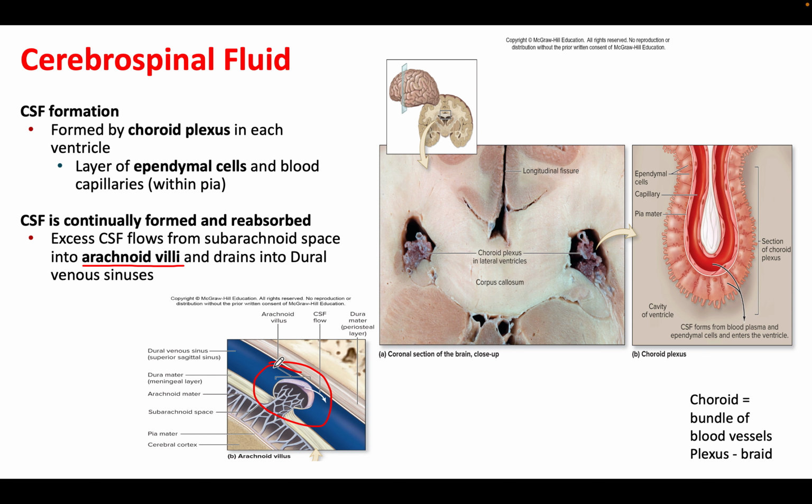So we make about 500 milliliters of CSF a day, but at any one time within the subarachnoid space, we have about 150. So if we only have 150 at one time and we make 500, this tells you that we have to make it, but then we also have to drain it and get it back into the blood as well, okay? And the way this happens is through these arachnoid villi, or arachnoid granulations, that project into the dural venous sinus, so into this blood space here, and ultimately return the CSF back to the blood.